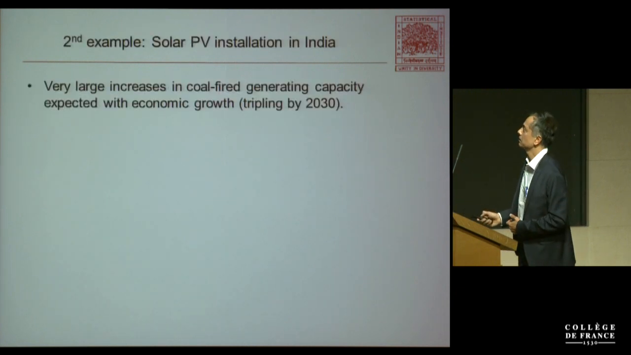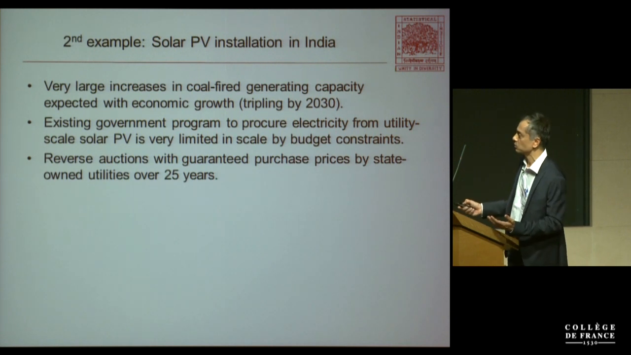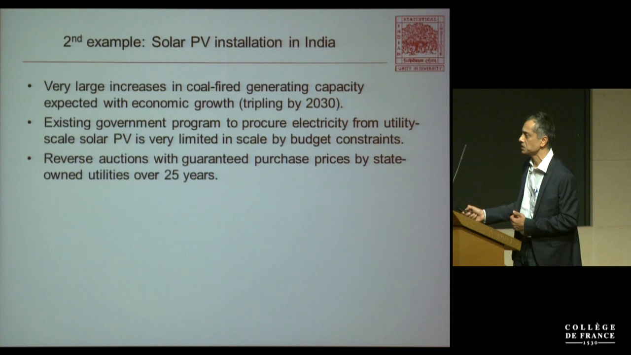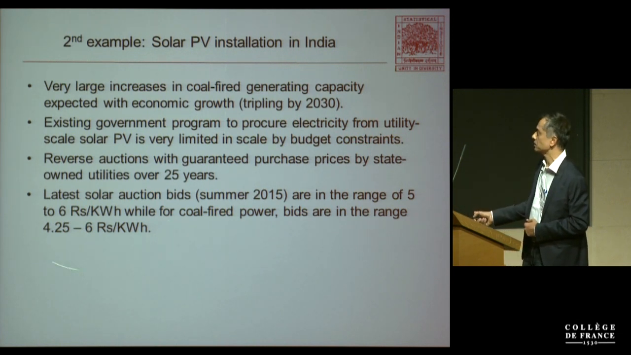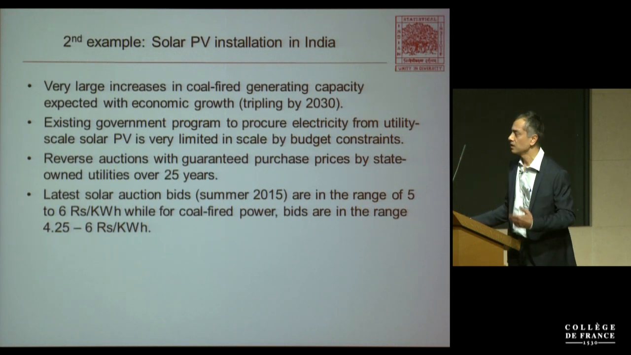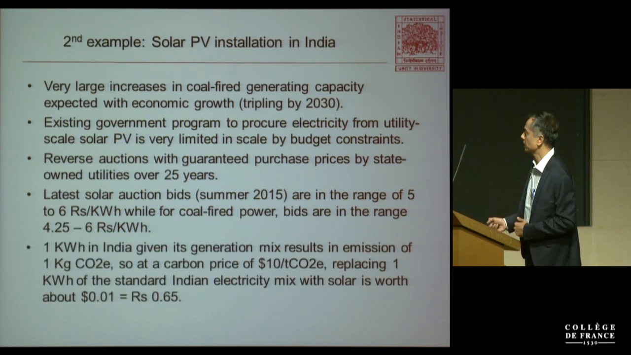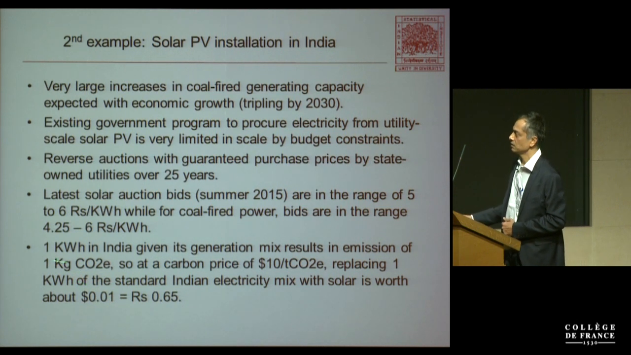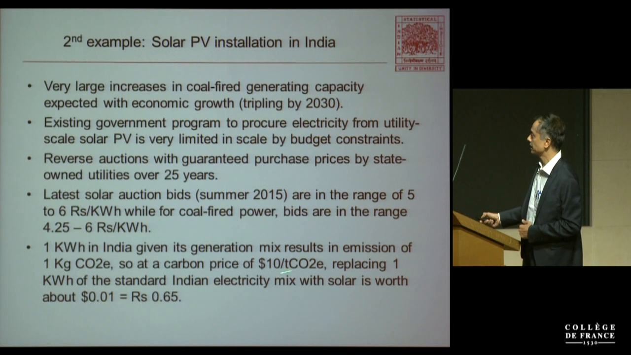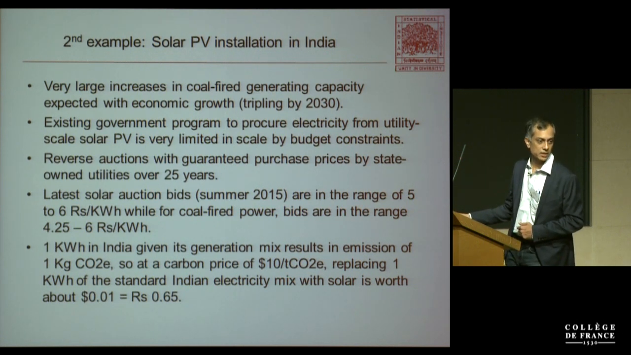So second example here. We have very large increases in coal-fired generating capacity expected. There is a government program, as in Nepal. This is to buy solar PV at utility scale. They're reverse auctions, so prices are revealed in these auctions. And if you look at the latest bids, what we find is that solar is on average more expensive than coal. Okay? And there's separate auctions for solar and coal, but the solar auctions are limited in scale because the government has to pay for them. Right? And it's not willing to lay out more than a certain amount of money. If you do the calculation, you could basically get about 1 cent per kilowatt hour when you value the carbon savings given the average generation mix in India. And so that's about 65, and you can see that that would make a substantial difference in making solar more cost competitive. Right? So it's another possibility that could be explored.